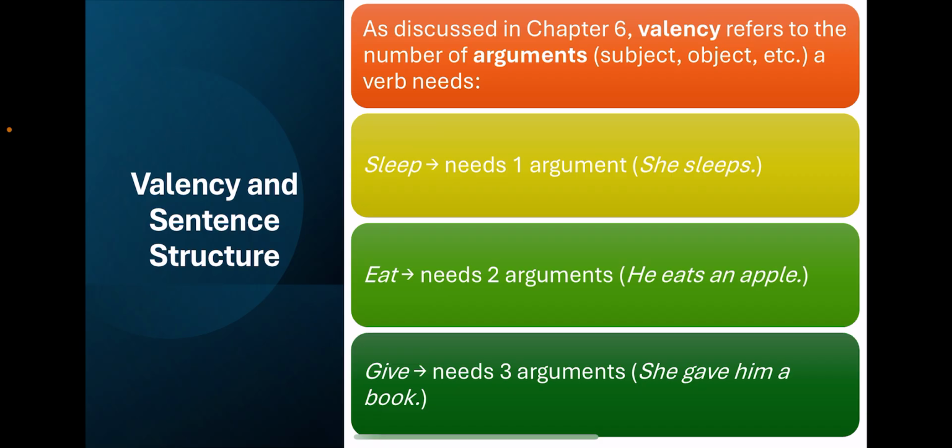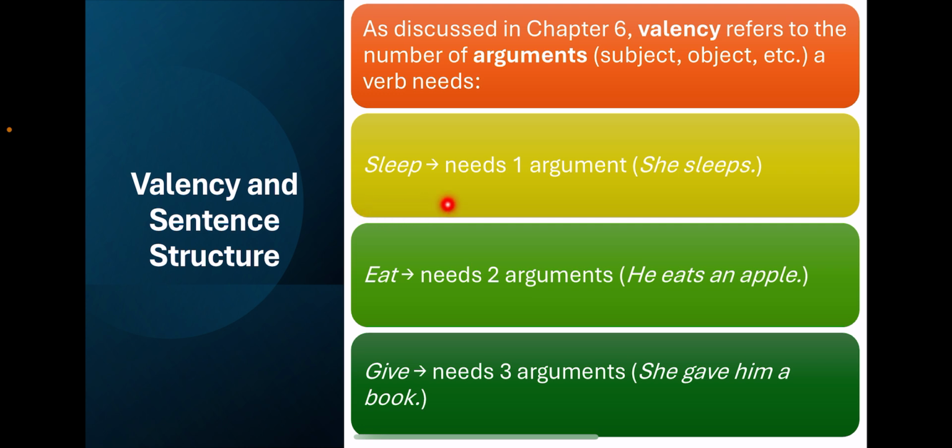Valency and sentence structure. So what is valency? Valency is the property of a verb that requires sometimes one argument, sometimes two arguments, sometimes three arguments. Now what are arguments? Arguments are nouns. An argument can be a subject or an object. As we discussed previously in chapter 6, valency refers to the number of arguments, subject, object, etc., a verb needs. Sometimes a verb needs one argument, sometimes two arguments, sometimes three arguments, or sometimes we have an option also.